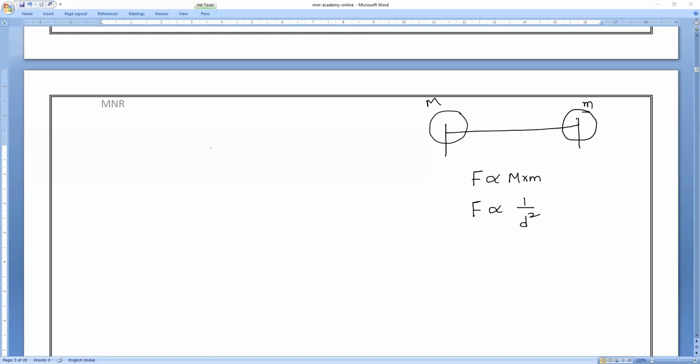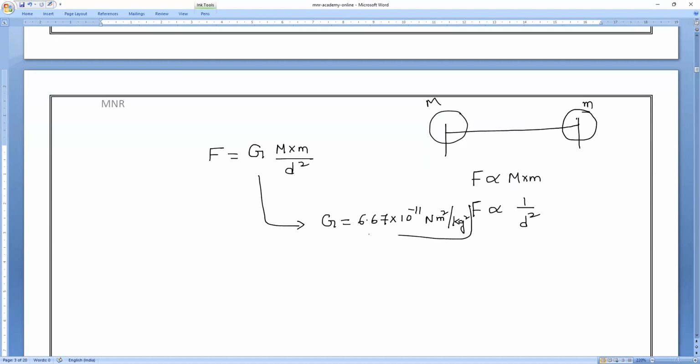So if we combine these two, we get F equals, what is the formula? F equals capital G into capital M into small m divided by d square. And we have the G value also. The G value is 6.67 into 10 power minus 11 Newton square meter per kilogram square. Without units, you cannot write it.